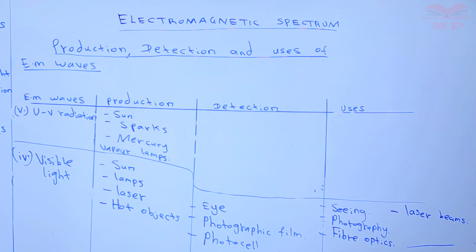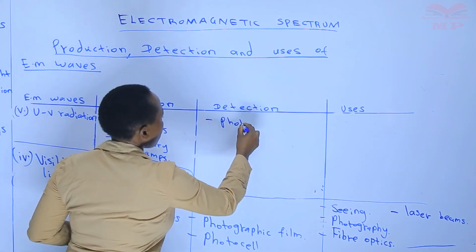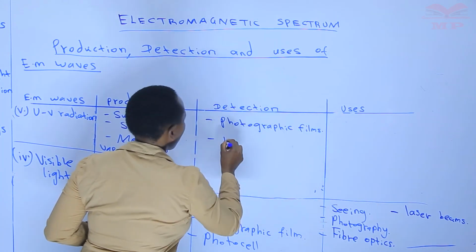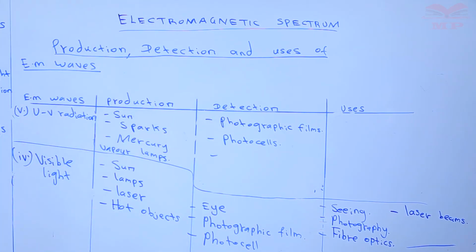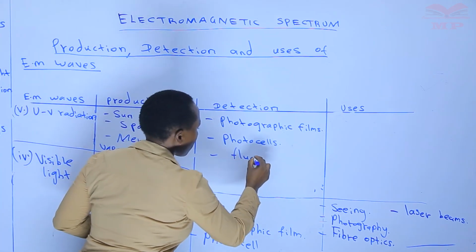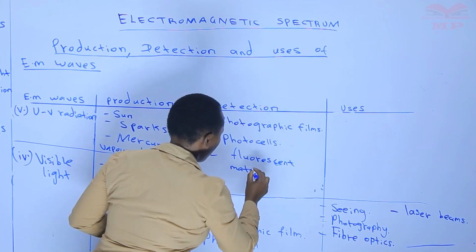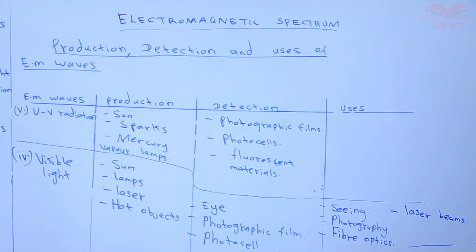Then how is the UV radiation detected? One is by the photographic films. Again, we also have the photocells. We also have the fluorescent materials. When we talk of fluorescent materials, these are materials which produce some light, or they glow.